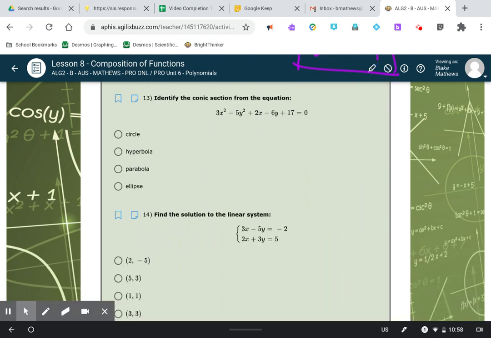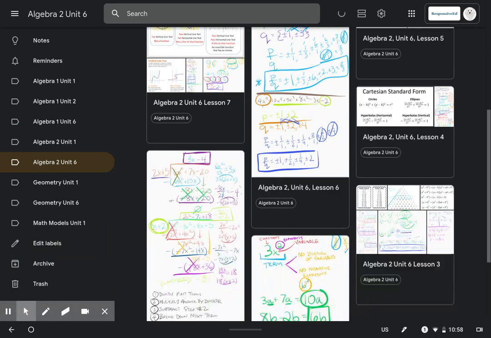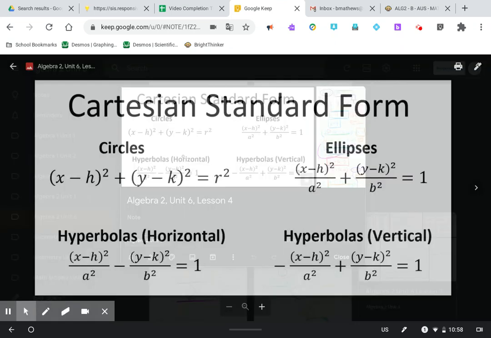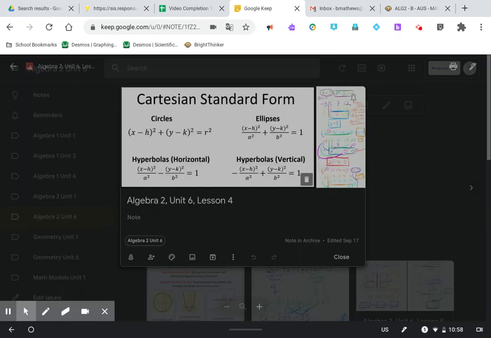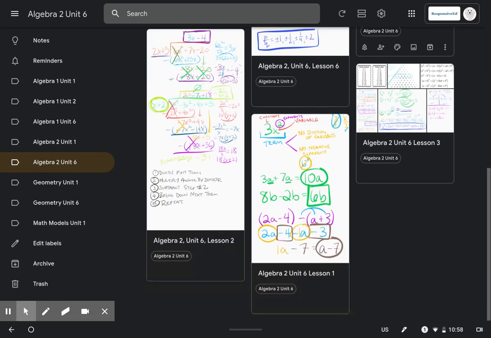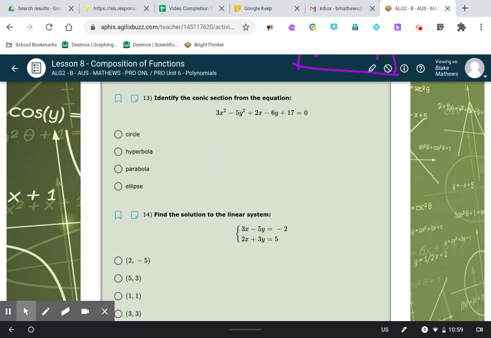Number 13, identify the conic section. There was something in the previous notes about doing this, so I will copy that into the notes for this lesson. But let's just jump back and see. I think it was in lesson 4 right here. So this is how you determine the different forms. I think there might have been another notes page as well. Anyways, I will find that and post that in the notes for you to determine the type of conic section.